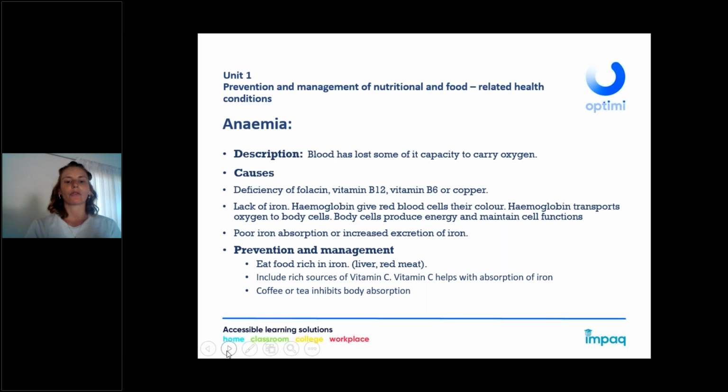So where do we get iron from? Iron we get from red meat and liver. Sometimes you can take in supplements if your iron levels are too low. You can also go and test your iron levels, which is a good thing to do. Vitamin C helps with the absorption of iron, so if you take in a lot of vitamin C, you can help your body to absorb iron. Coffee and tea and alcohol and smoking inhibit the body's absorption of iron. So please make sure that you avoid those things if you know your iron levels are low.